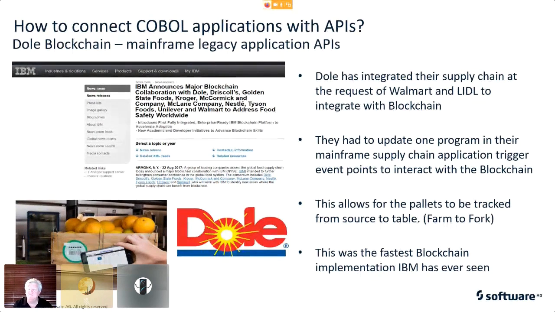This allowed for pallets to be tracked from source to table. And the guns that they use to track those barcodes are actually mainframe 3270 guns that feed the information back directly into the mainframe. So their recall process went from days and weeks to minutes. IBM called it the fastest blockchain implementation that they had ever seen. If Dole had not done this quickly, they may have lost Walmart and Lidl as customers. And obviously, no one wants to lose Walmart as a customer.